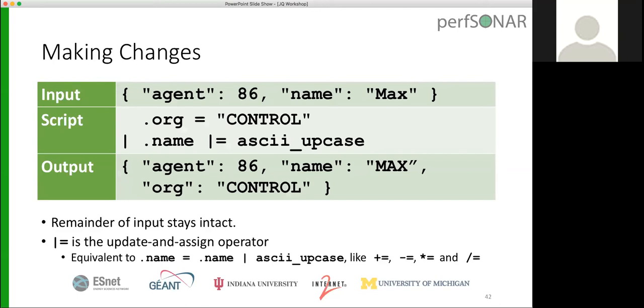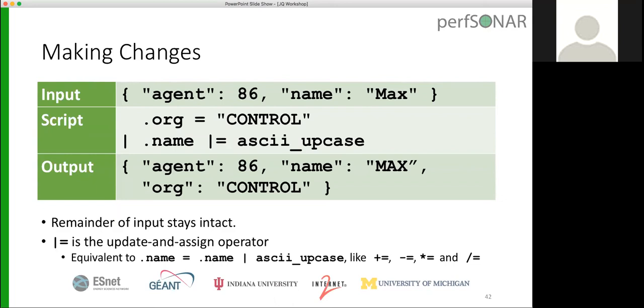pipe equal operator, and what that says is just take the value. This is a lot like the plus equals and minus equals operators that you find in other languages. But what the pipe equal operator says is take the right-hand side and treat that as a filter. So you could actually do something more complex in there. In this case, I just took it and pushed it through a built-in function called ascii_upcase that converts it to all uppercase. So the output of this, what you end up with at the end, is agent 86, which has not been changed. You get name is uppercase MAX because we've converted everything in that string to uppercase, and we get what we added, org equals control.